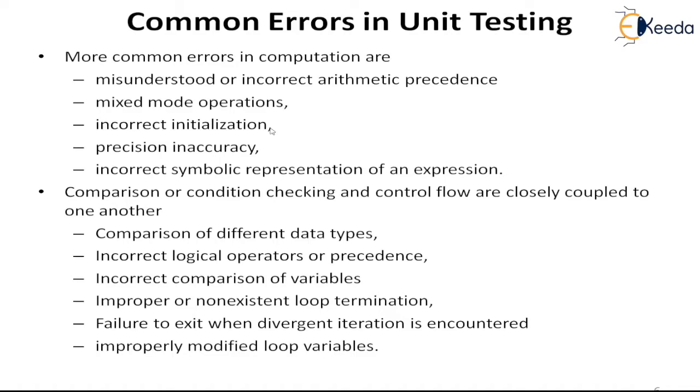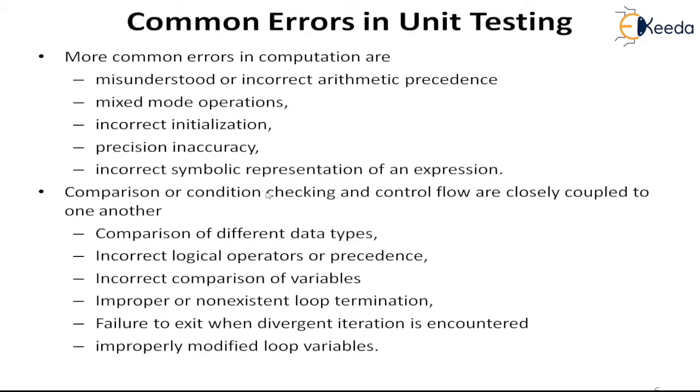Nowadays, of course, this is not a very big thing because a lot of cleaning up and initialization is taken care of by object-oriented systems. But if you're making a conventional program, then you will have to think of it. Precision inaccuracy. What should be the precision of the variable, especially for floating point arithmetic? Incorrect symbolic representation of an expression. So that is another thing. Also, mixed mode operation means the type definitions and how the type changes during mixed mode operations.